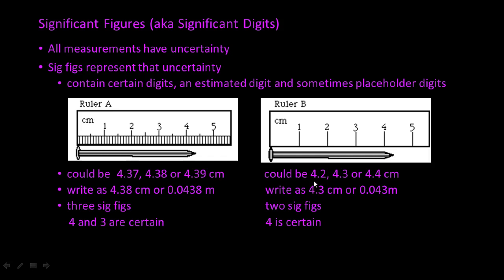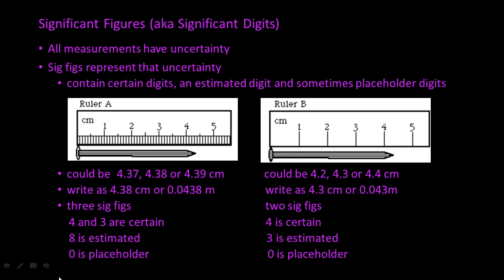When we go to ruler B, we are only certain about the 4 in the ones digit. Back to ruler A, the 8 in 4.38 or 0.0438, these 8s are estimated. They could be a 7, could be an 8, or could be a 9. Moving on to ruler B, the 3 in 4.3 or in 0.043, these 3s are estimated. Could be 0.2, could be 0.4, or it could be 0.3.